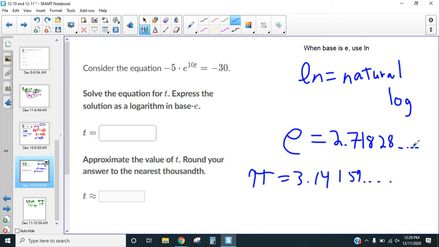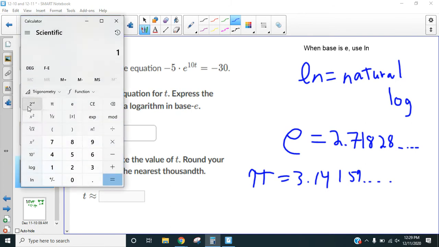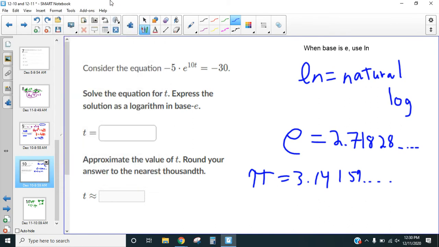You don't really need to know exactly what that is, but if you wanted to, on your calculator you could say, what is E to the first? It's just right here. It says E right there. 2.718. There it is. Okay. E is a number. E is a number that was discovered by a guy named Euler.